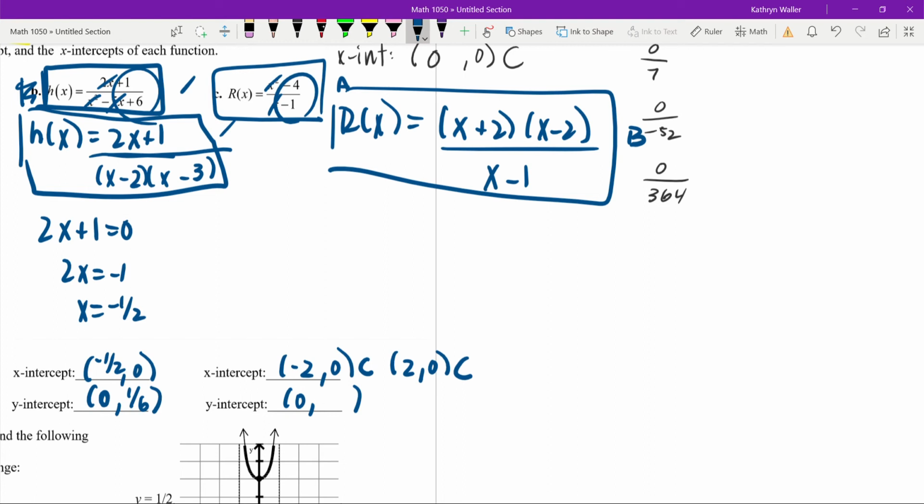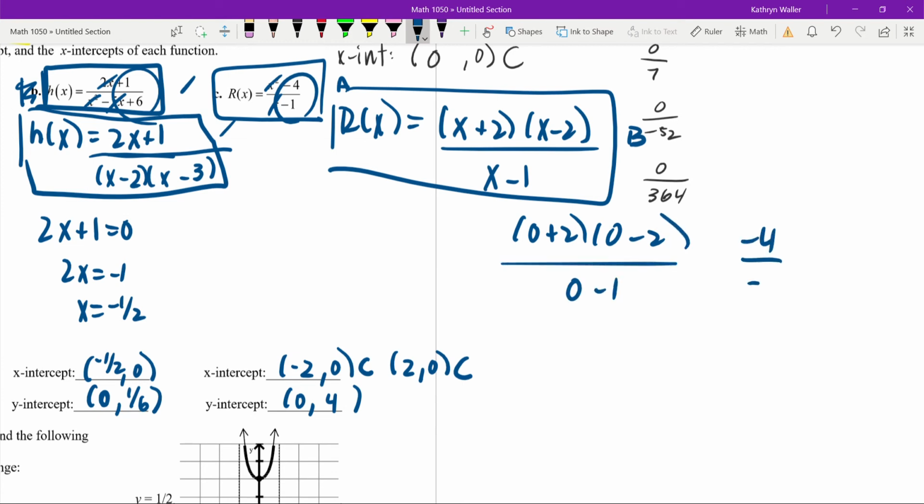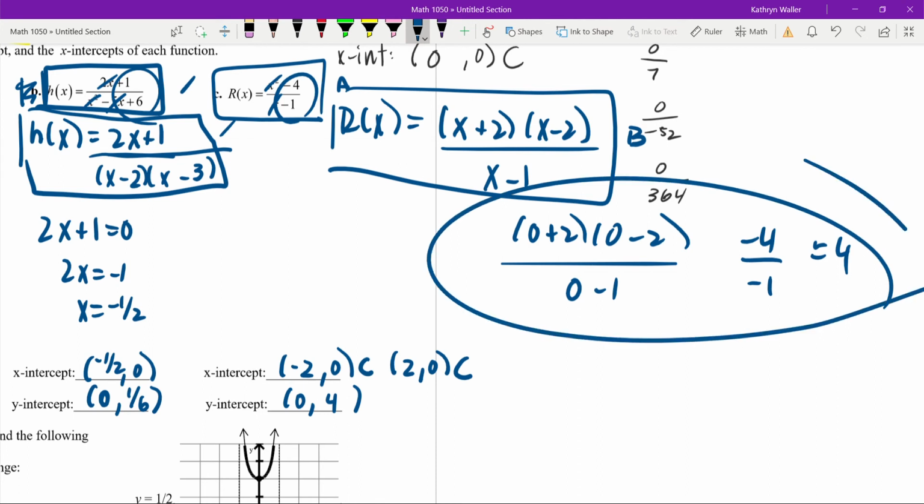It's a 4. If I do this one, look what I do. 0 plus 2 times 0 minus 2 over 0 minus 1. That's a negative 4 over negative 1, which gives me a positive 4. That's way tougher than going slam, slam, look. Okay? Who says I understand? I got the same answer either way.